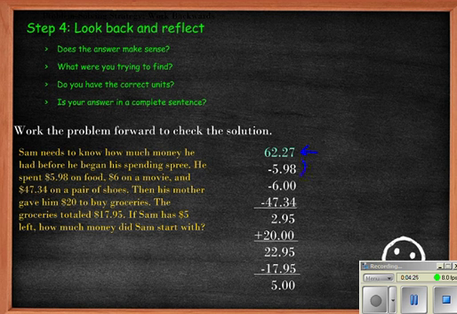We're going to subtract the $5.98 that he spent on food. We're going to subtract the $6 he spent on a movie. We're going to subtract the $47.34 he spent on shoes. Then we're going to add the $20 his mom gave him for groceries. And then we will subtract the $17.95 that he spent on groceries, and we can see that we have $5 left. So by looking back and reflecting on this one, we're actually going to resolve the problem to make sure it's correct. To do our answer, we write in a complete sentence.